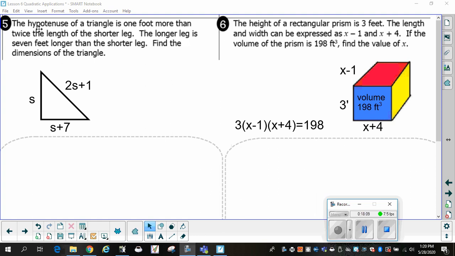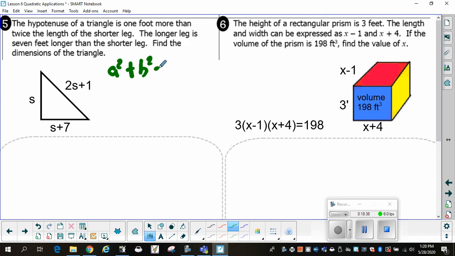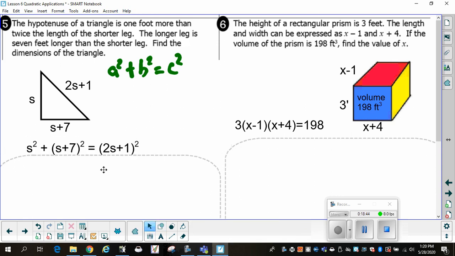Okay, so here we have the hypotenuse, which means it's a right triangle, is 1 foot more than twice the length. Here's my length. The longer leg is 7 feet longer, so I add 7 to it. Find the dimensions of the triangle. Now you're saying, wait, this isn't area. Remember the Pythagorean Theorem, a squared plus b squared is equal to c squared. So set it up: one leg squared plus the other leg squared is equal to the hypotenuse squared.